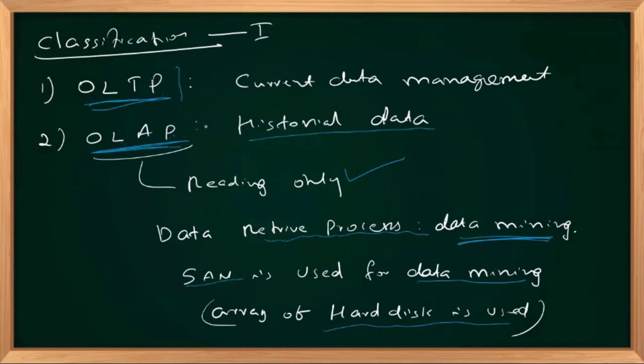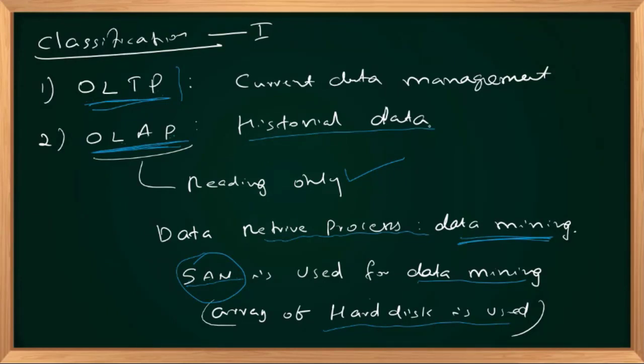Online analytical processing consists of historical data management system. Historical means already data is stored in a huge database. Database consists of hard disk, also known as a SAN network. SAN means storage area network. Storage area network consists of an array or list of hard disks. The array of hard disks holds a huge amount of data that was already stored a year or years ago. Example: a university students information system.